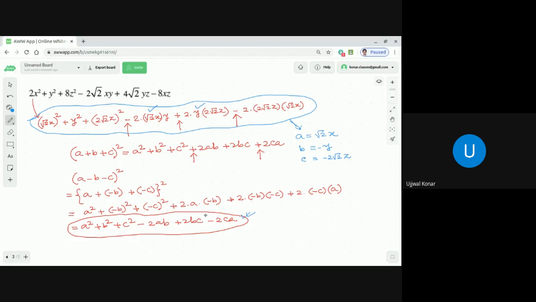So that means what? If you resemble with this one, it actually reduces to root 2x minus y minus 2 into root 2z, complete whole square. Got it?